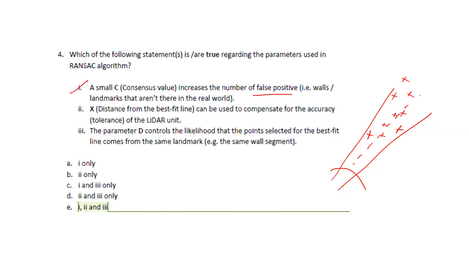Next, the statement says X, which is the distance from the best fit line, can be used to compensate for the accuracy of the LiDAR unit. So this X is the distance over here. For each of the points, there is a distance from the point to the best fit line. Now, if this distance can be used as a way to compensate for the accuracy, because we know that the LiDAR is not very accurate, so there will be some error, can we use this distance to have some compensation for the accuracy?